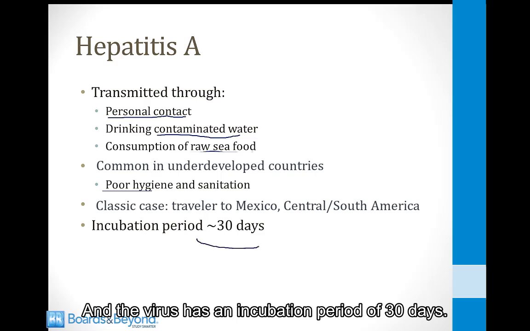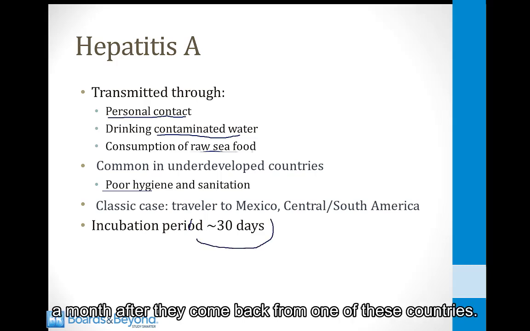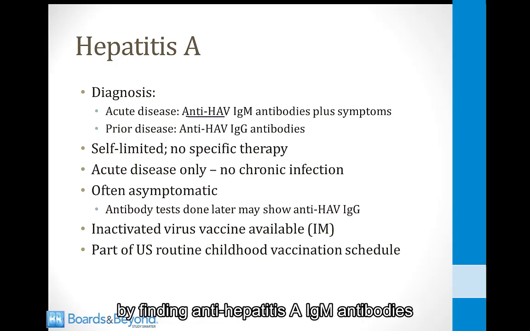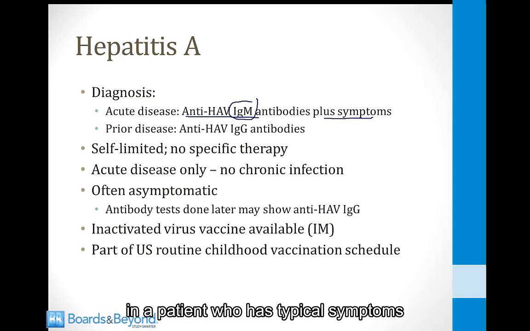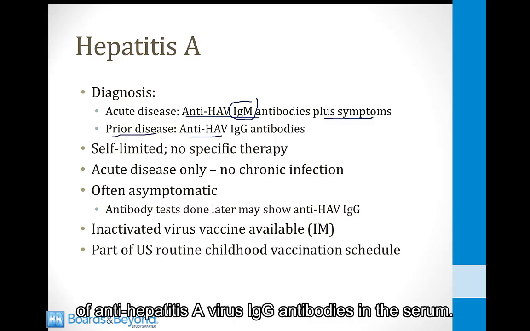And the virus has an incubation period of 30 days, so someone may develop acute hepatitis symptoms a month after they come back from one of these countries. You can diagnose an acute hepatitis A infection by finding anti-hepatitis A IgM antibodies in a patient who has typical symptoms of acute viral hepatitis. You can diagnose a prior exposure or infection by finding evidence of anti-hepatitis A virus IgG antibodies in the serum.